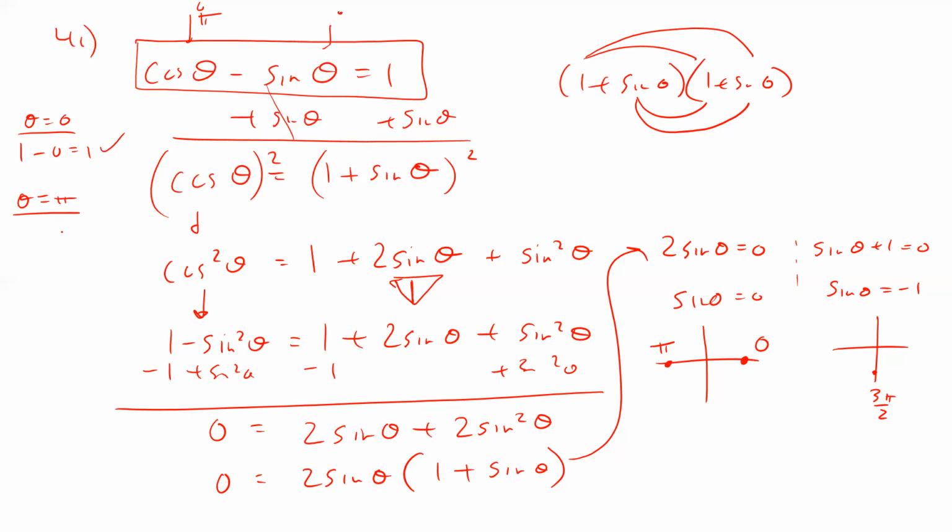Pi plugged in gets me cosine of pi is -1. Sine of pi is still 0, and that does not check out. Okay, then how about theta is equal to 3 pi over 2? Okay, this little guy, that is going to be 0, -1. So cosine is 0, sine is -1. At this point, it does check out. Sorry, writing chicken scratch here. Okay, I like this.